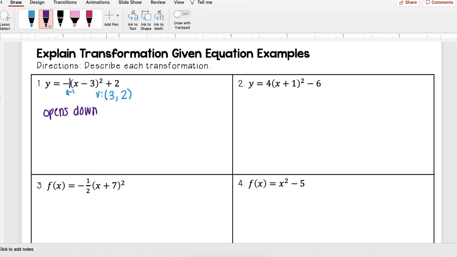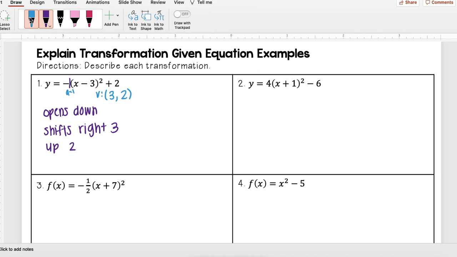So my vertex is 3, 2. Well, I know that my x value tells me whether it goes right or left. Since this is a +3, that means it's going to go right 3. And then my y, the 2, is going to tell me whether it goes up or down. Since this is a +2, this will go up 2.